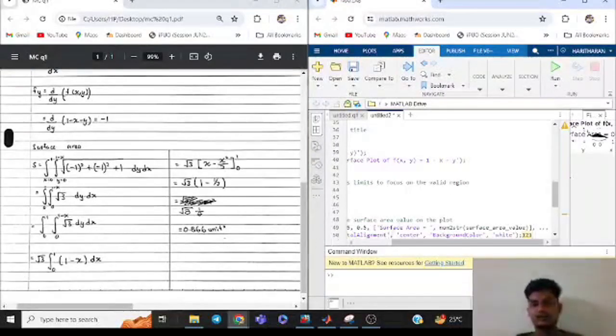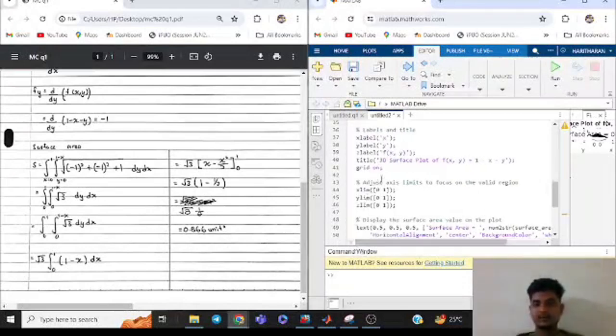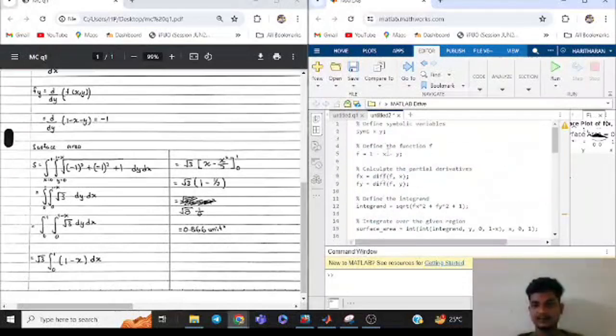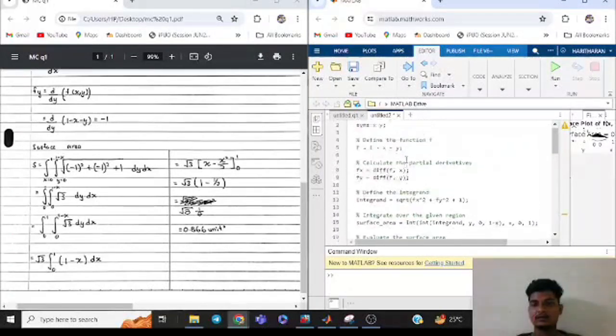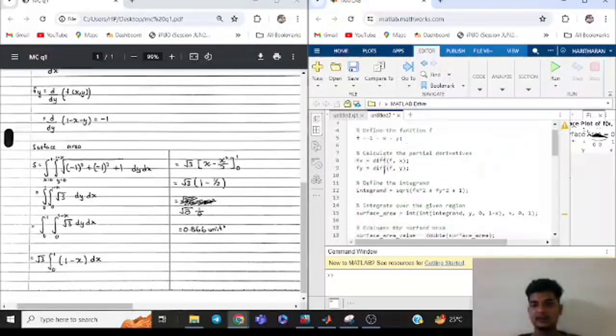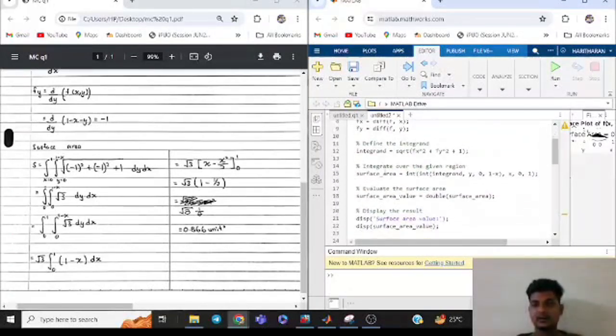For the MATLAB solution, firstly, I have declared x and y as symbolic variables. Then to find fx and fy, I did this. Then the integration part is to find the surface area.